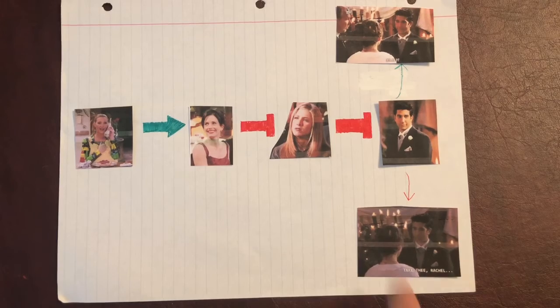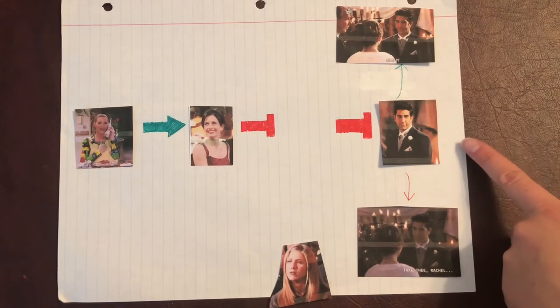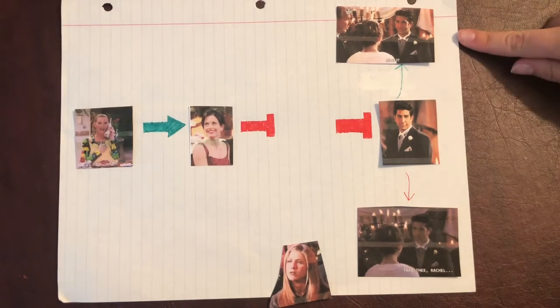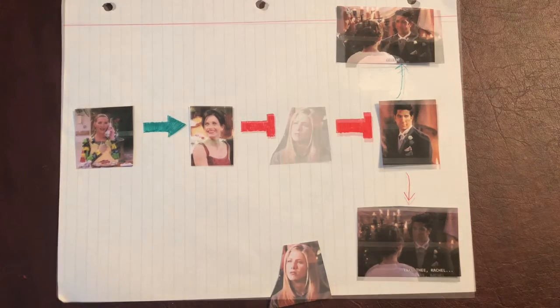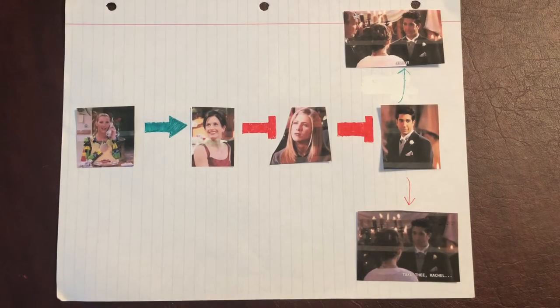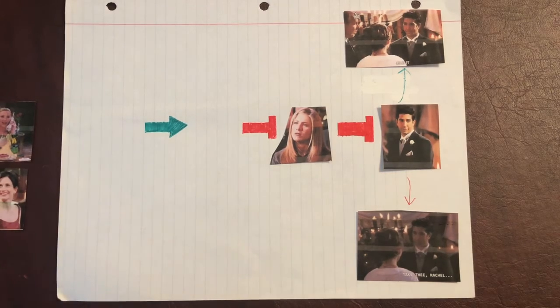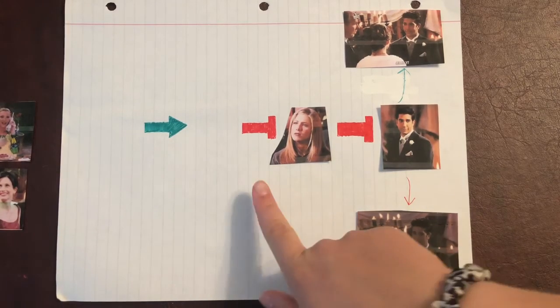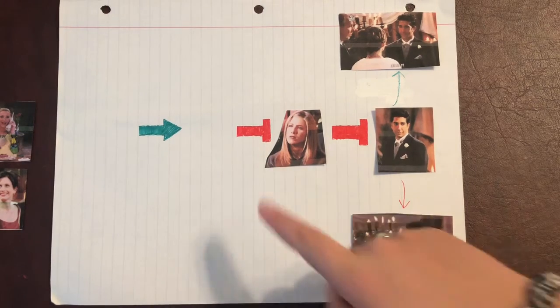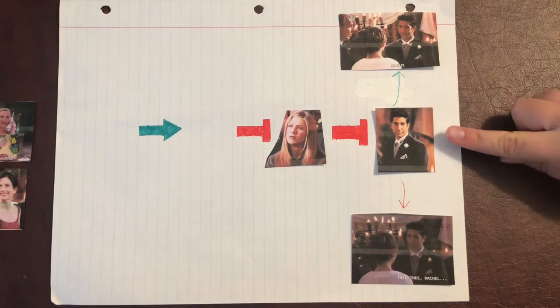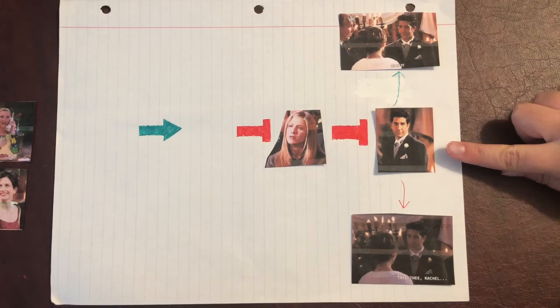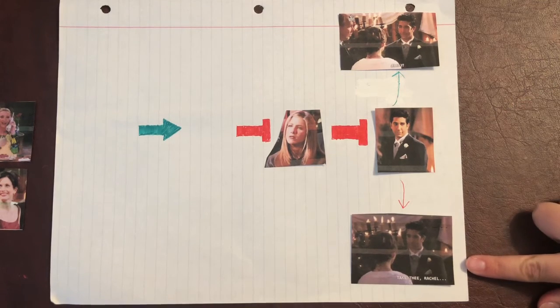If the Rachel gene is removed, the Ross gene will be free to be transcribed, and he will say Emily's name at his wedding, and they will stay married. If a double mutation occurs, like Phoebe is removed and Monica is removed, Rachel will no longer have an inhibition in front of her, and she will be free to inhibit the Ross gene from being transcribed. So Ross will say Rachel's name.